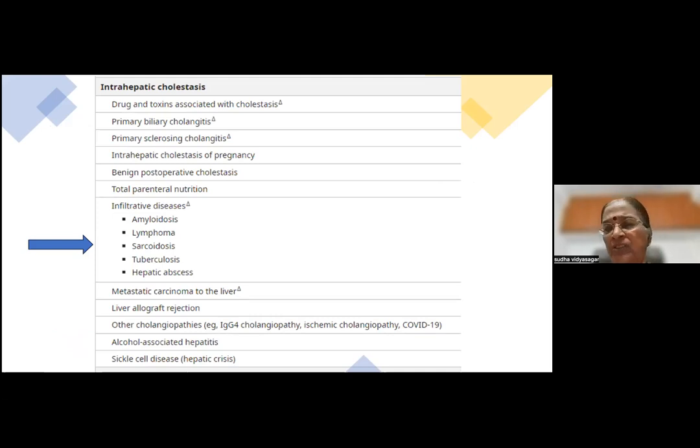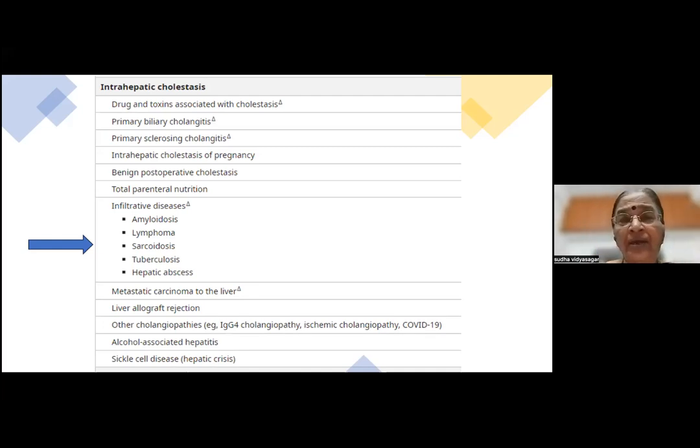So these are all the causes of intrahepatic cholestasis. Let's look at the problems that we went through. We said it could be because of drugs and toxins, especially the steroid sex hormones, primary biliary cholangitis, primary sclerosing cholangitis.